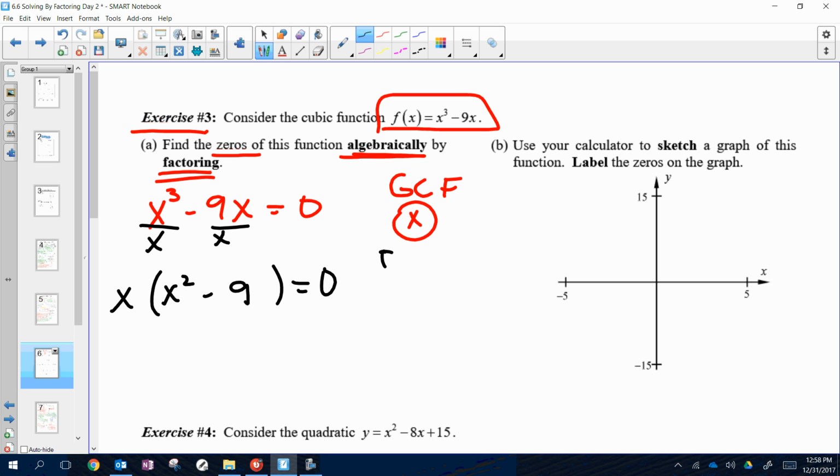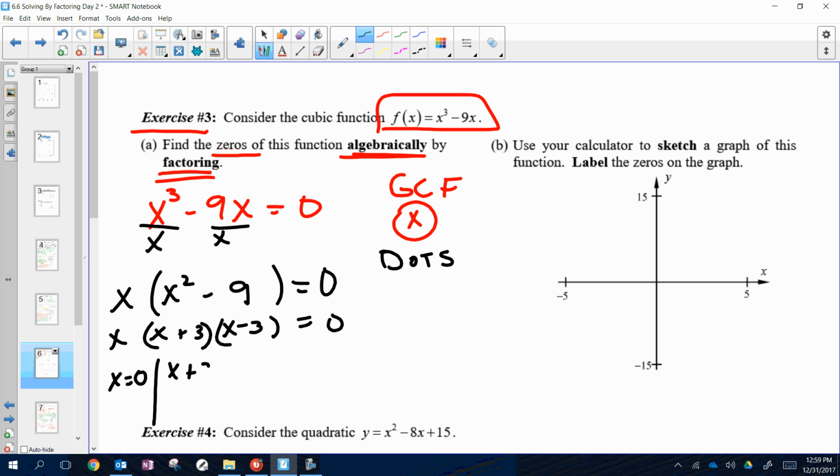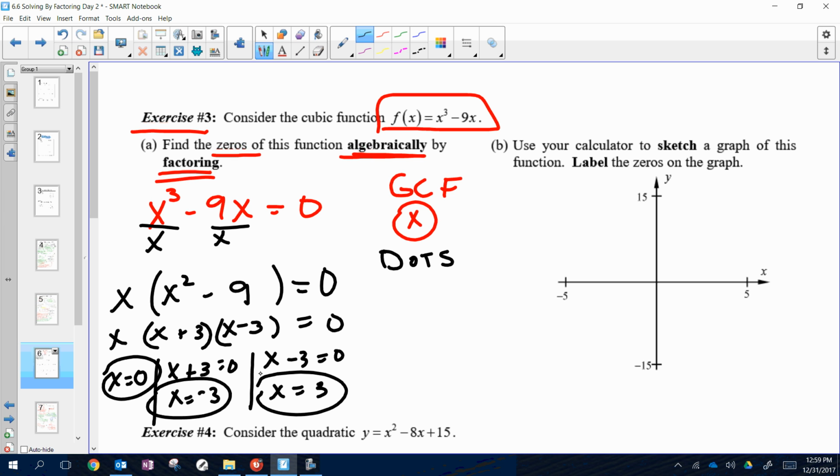Then I notice I have a difference of two squares problem. This is a difference of two squares, x and x, 3 and 3, plus and minus. And then I set each factor equal to 0. That one gives me a 0. This one gives me negative 3. This one gives me 3. So I found the zeros, 0, negative 3, and 3.